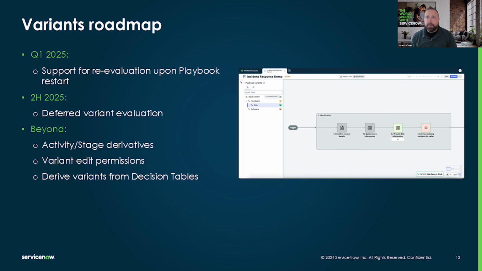Nice. On top of that, we're looking at additional features like can we provide authors or admins the ability to control which person can manage which variant, and deferred variant evaluation, which would allow me to complete a certain number of steps in the execution of my playbook before the engine determines which variant to follow. So we've got a lot planned in this feature coming. Very excited for customers to get started and to give us feedback so that we can continue to evolve the product to support complex multinational types of processes.